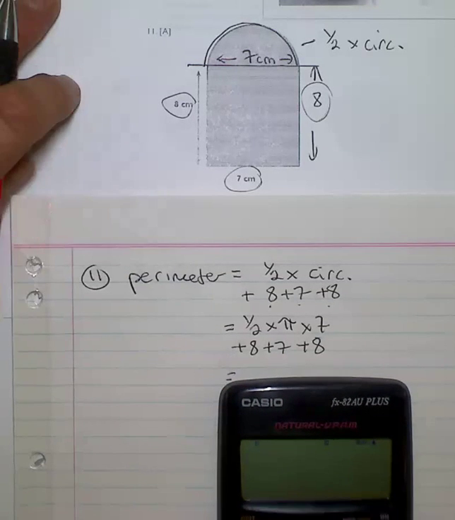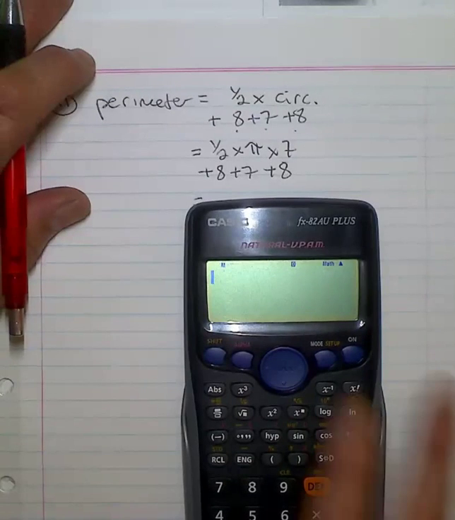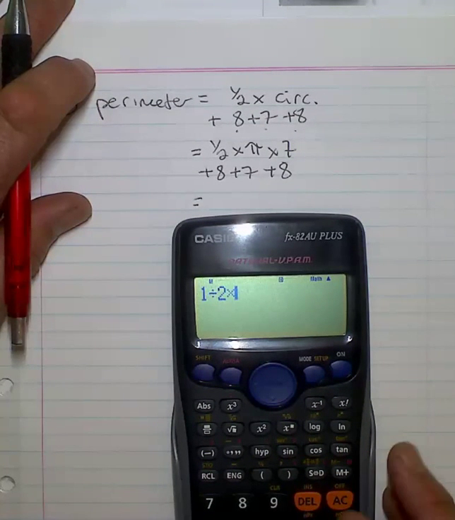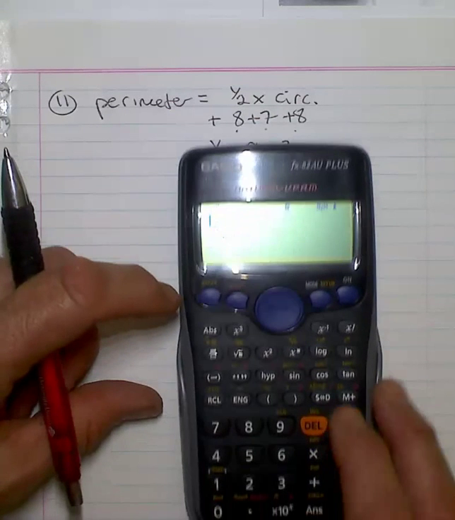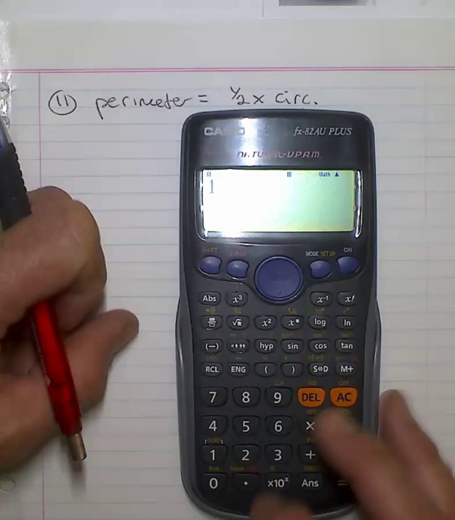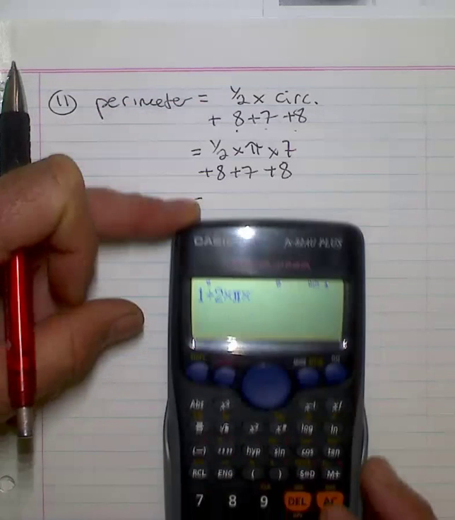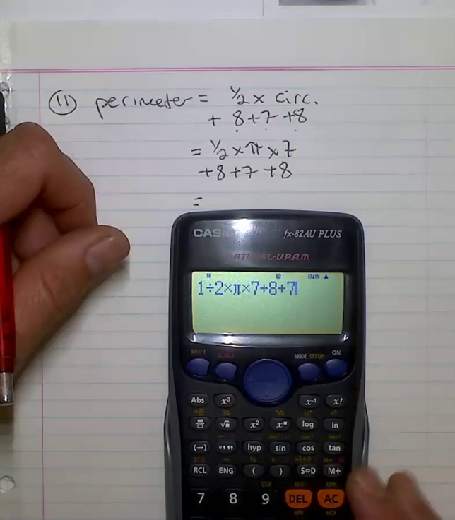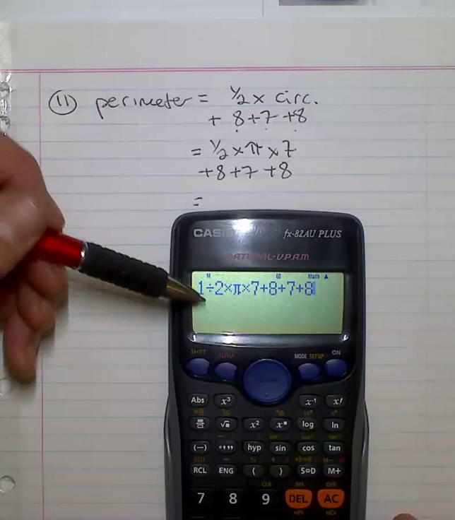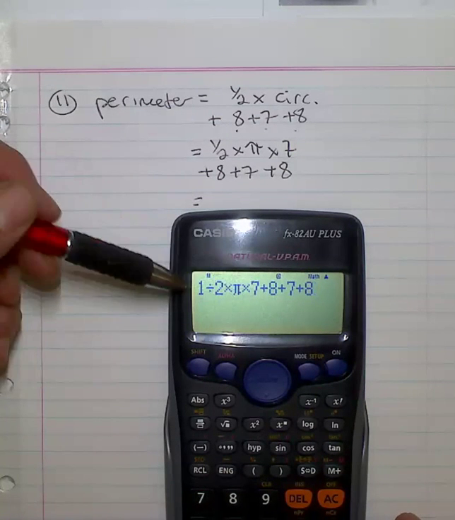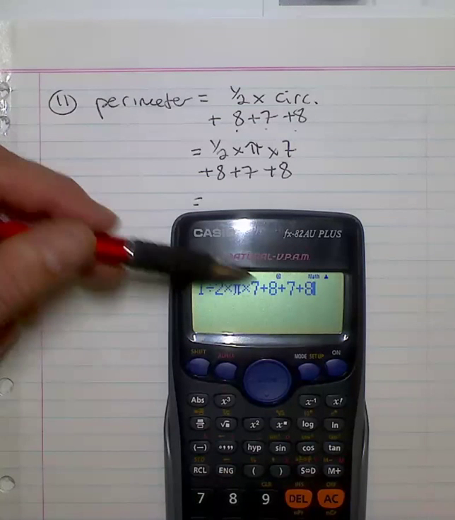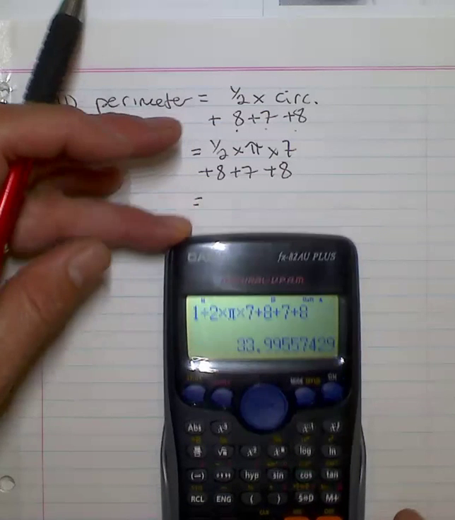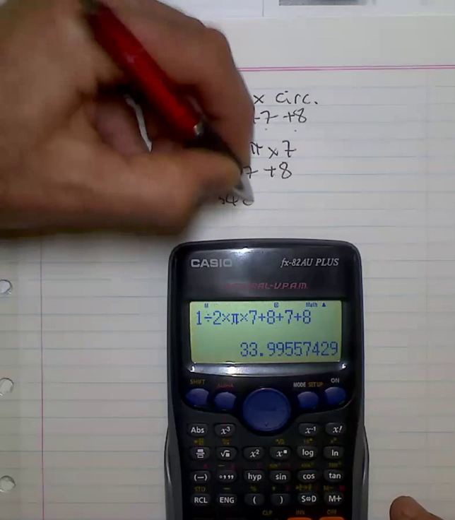So if I do this on my calculator, a half is 0.5, or 1 divided by 2, times pi. On this calculator, I've got to go shift pi times the 7 plus the 8 plus the 7 plus the 8. Before you press equals, just check your entries. This first part recognises the outside of the half circle, semicircle, and the 8, the 7 and the 8. And you'll see here extremely close to 34 centimetres.